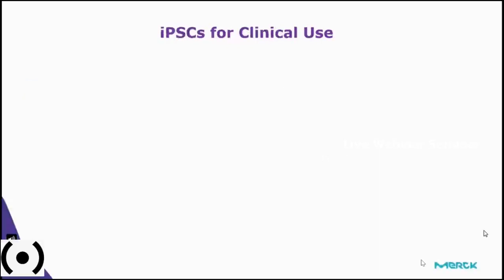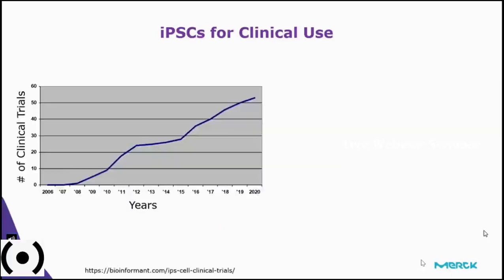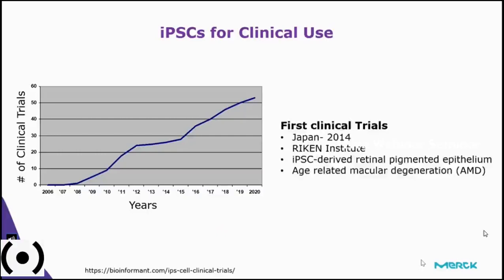Now you must be thinking, what is the current status of iPSCs in the clinic, right? So let me tell you, there are around 54 clinical trials going on for different diseases in different countries. The first clinical trial on iPSC was started in 2014 in Japan by the RIKEN Institute. They used iPSC-derived retinal pigmented epithelium, and this trial was against age-related macular degeneration, which is a common problem in old age blindness, right?